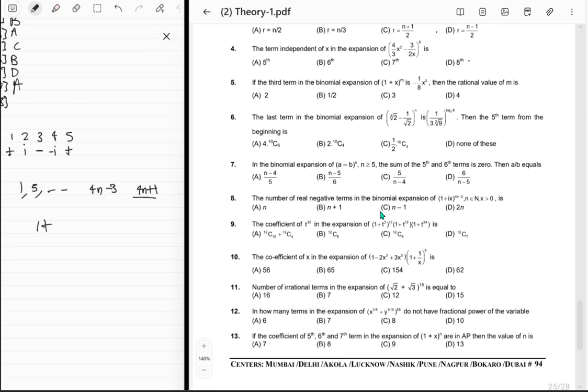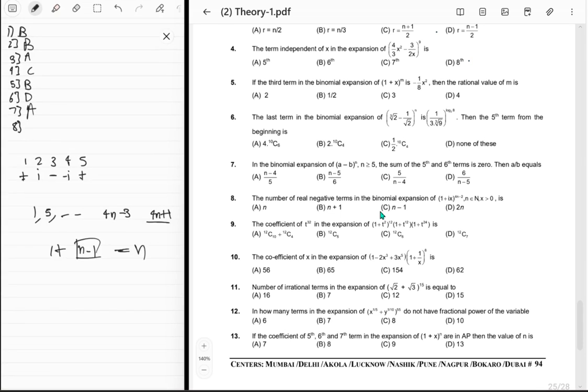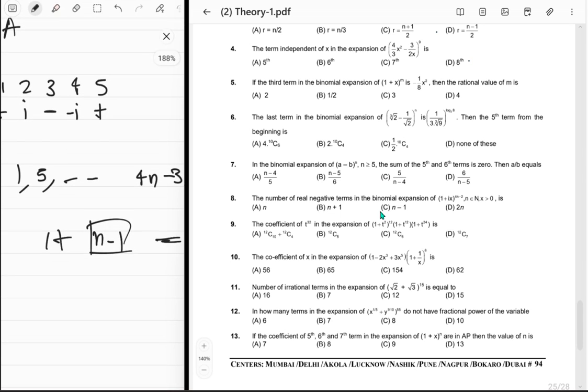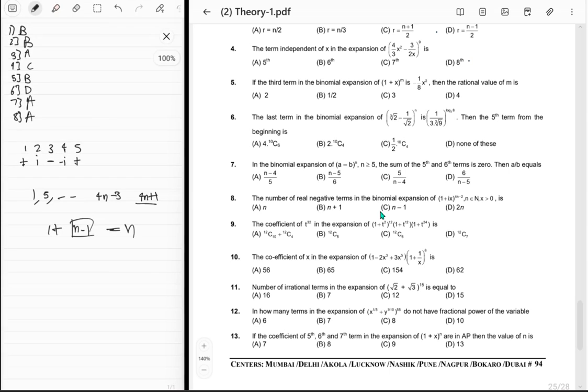It's like 1 plus, what's the difference? 4n minus 4, that upon 4 is going to be n minus 1. There we go, it's going to be n terms. Cool. So A, it was weird. How did it turn out to be n somehow? Fine. This is the positive terms.